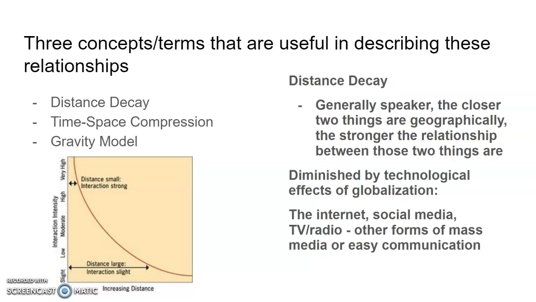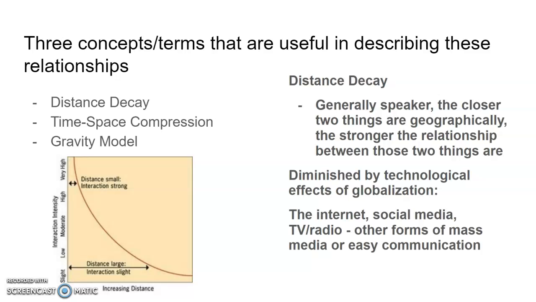So, throwing out three really important terms. The first one is called distance decay. The second one is called time-space compression. These two can be seen as separate, almost oppositional concepts that are applicable at different times when we're looking at culture. And then the gravity model is something that we're going to look at in the future that is pretty closely related to distance decay. So let's first talk about the concept of distance decay.